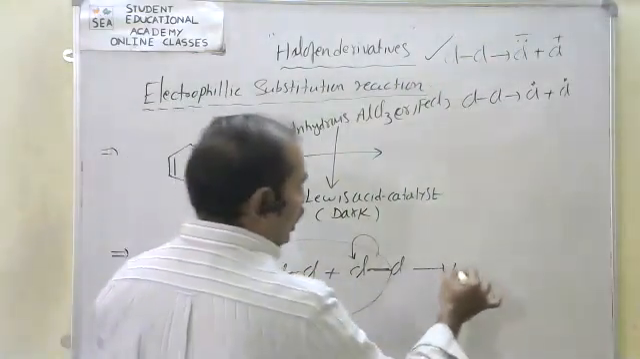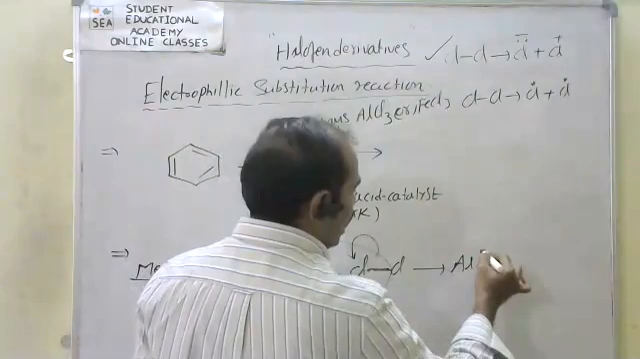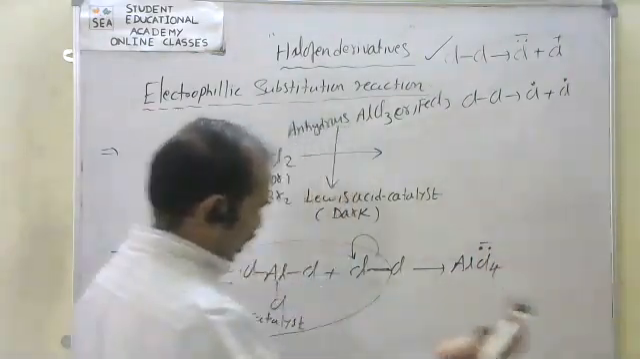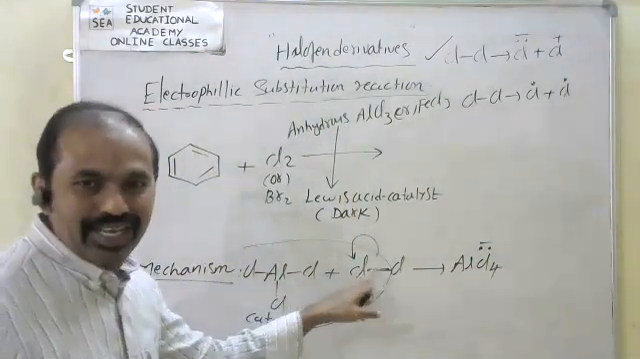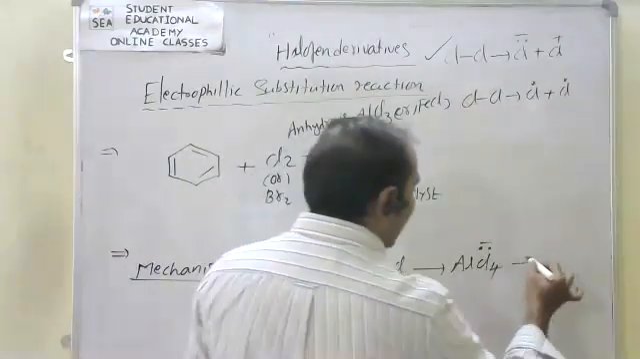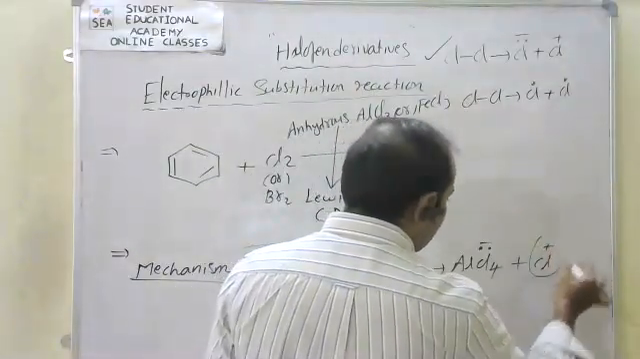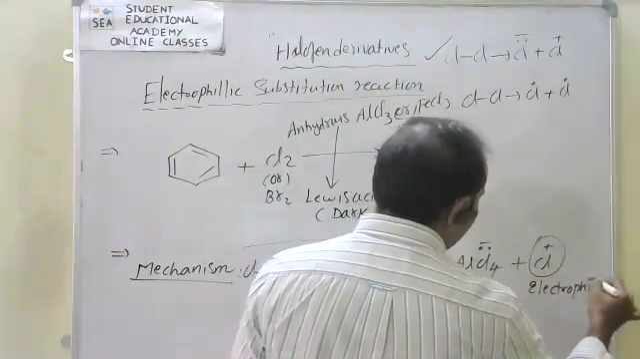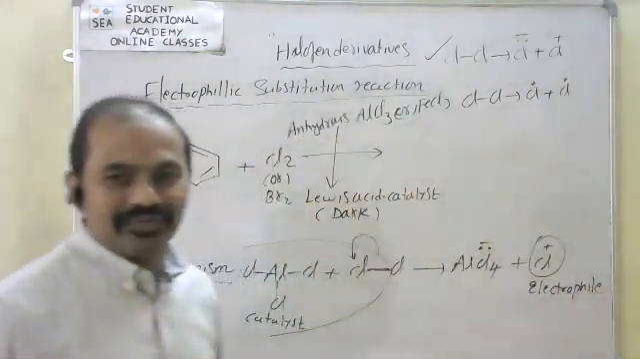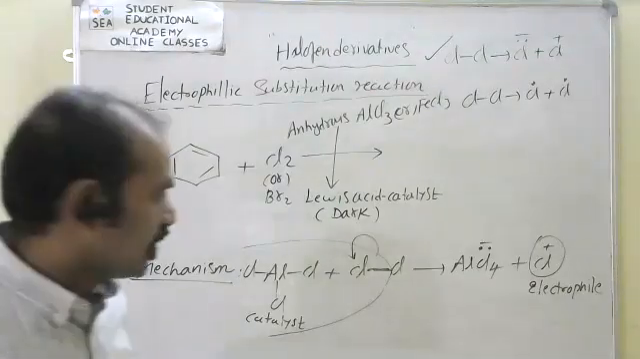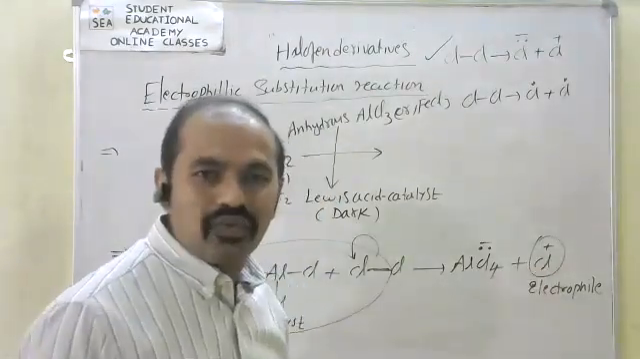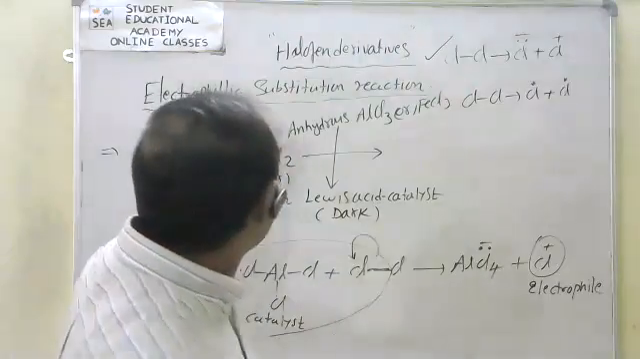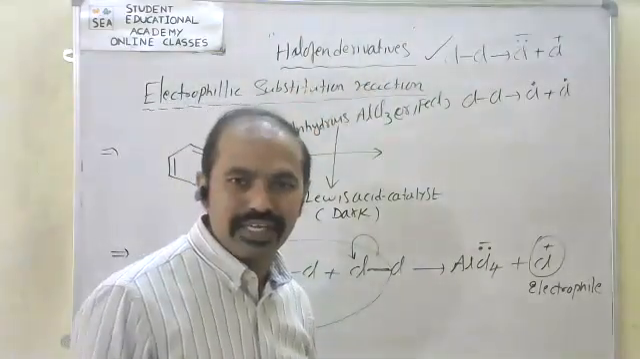Now this reaction takes place. AlCl3 combines with that and we get AlCl4 minus. It accepted the Cl minus. The remaining part releases Cl plus, which acts as an electrophile. Now this electrophile substitutes, so it is called an electrophilic substitution reaction.